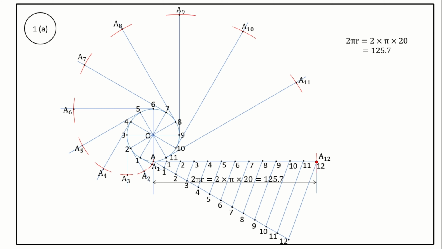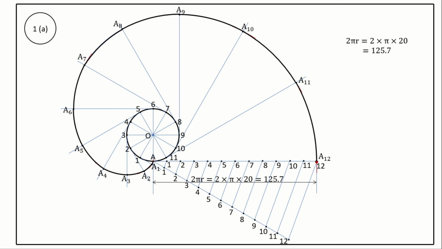Now join the points A, A1, A2, A3, A4, A5, A6, A7, A8, A9, A10, A11, A12 with a smooth curve using free hand. Next, show the answer using thick lines. Take HB pencil, draw the circle in thick line. Similarly, using free hand, join A, A1, A2, A3, A4, A5, A6, A7, A8, A9, A10, A11, A12 using thick line. Use HB pencil to draw thick lines. So, we have drawn the circle and an involute of a circle.